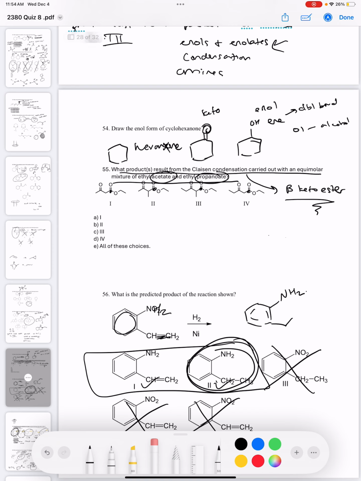And I think it more is just asking about, do you know that you're going to get a beta ketoester of some kind? And both of these are ethyl acetate and ethyl propanoate. So I'm just going to look real quick and make sure. I don't want to lead you astray. My instinct is that ethyl acetate is this, and ethyl propanoate is this.